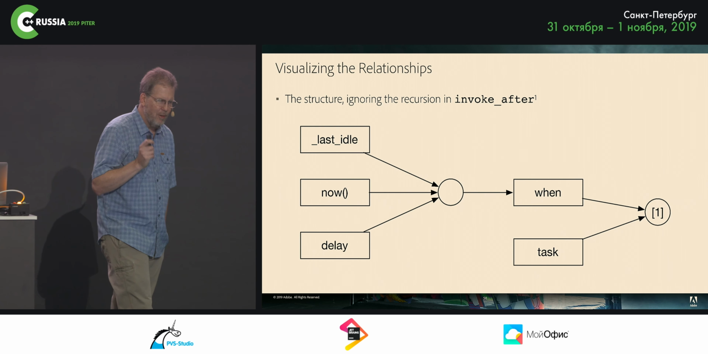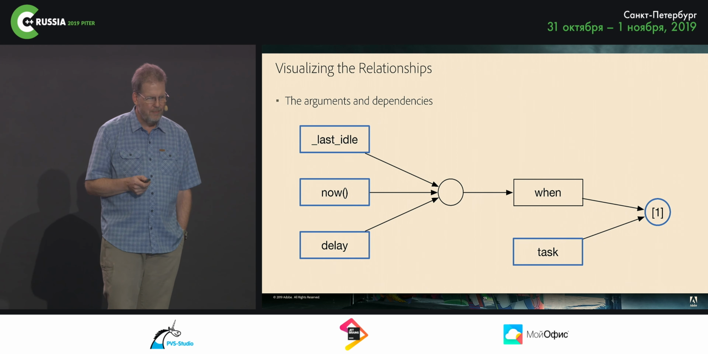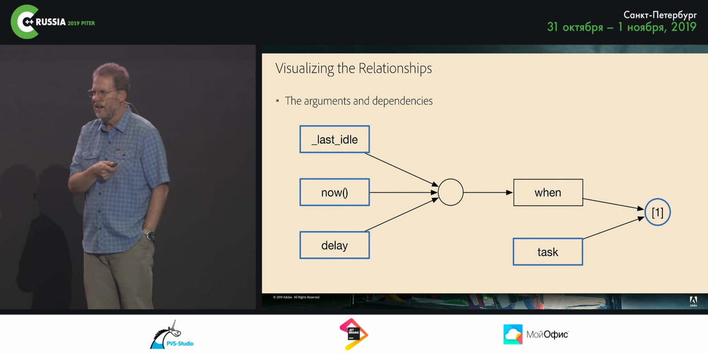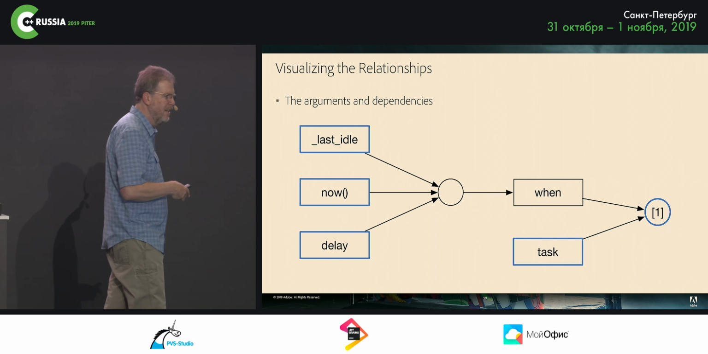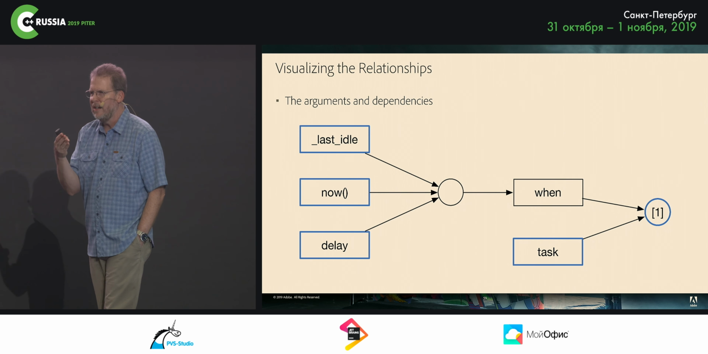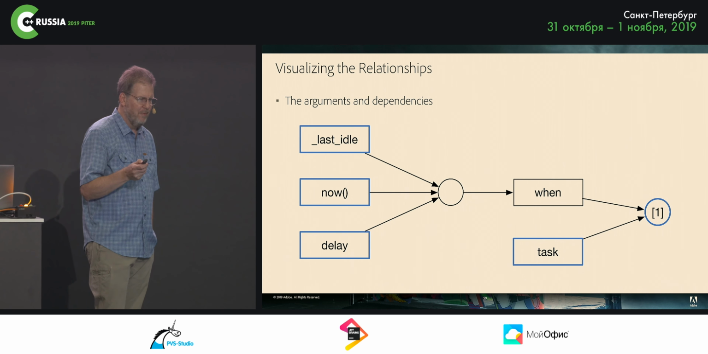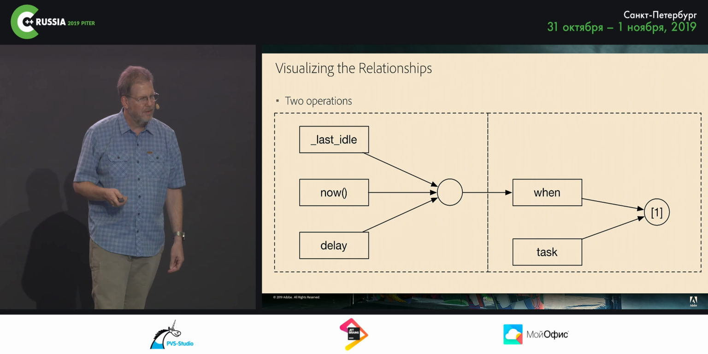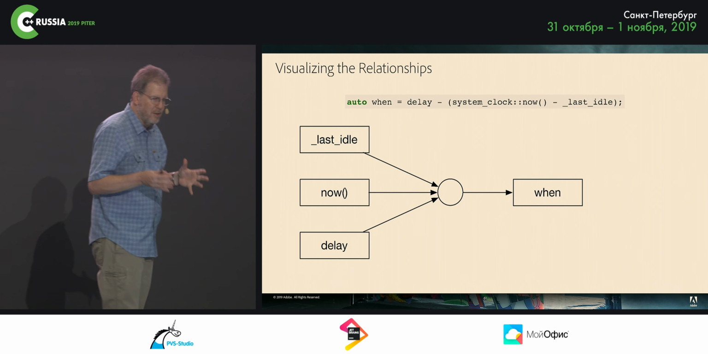What I see when I draw this is that I have 2 things going on, and I have all of these external dependencies. When is the thing I calculate internally. But externally, I need to know when the last idle was, I need to know when now was, I need to be supplied the delay, and I need to be supplied the task. So I really have 4 arguments going into this function. 2 are coming in as global variables. And like I said, I have 2 distinct things going on here.